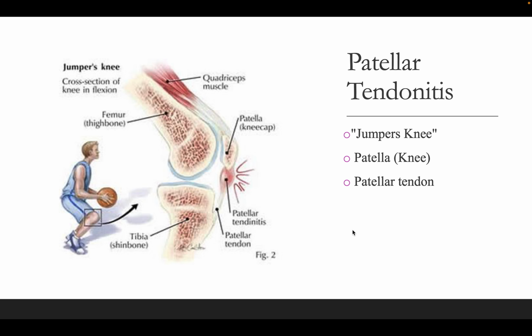Patellar tendonitis is otherwise commonly known as jumper's knee, as it is most prominent in those that play jump-intensive sports such as basketball and volleyball. This condition stems from the overuse of the knee and the constant stress experienced by the patellar tendon.